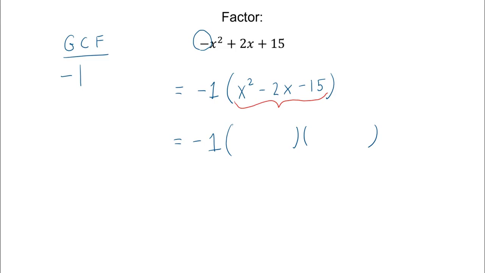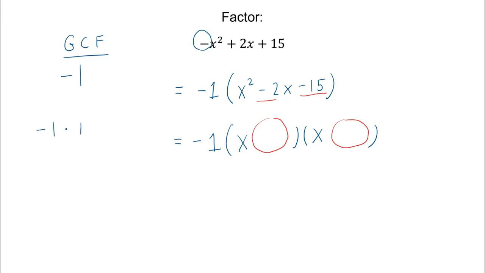The first term in each binomial, I know when I multiply them, has to give me x squared. The only way for that to happen is for the first term in each binomial to be an x. The second term in each binomial, here and here, have to be numbers that when I multiply them give me negative 15, but when I add them give me negative 2. Let's do some figuring over here on the side to see if we can come up with the right number combination.